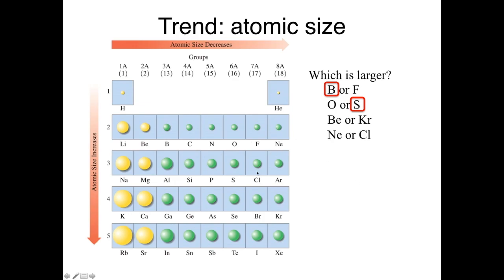What about neon and chlorine? Neon is to the right of chlorine, but also above chlorine. So neon is going to be smaller, so our answer is indeed chlorine is your bigger atom.